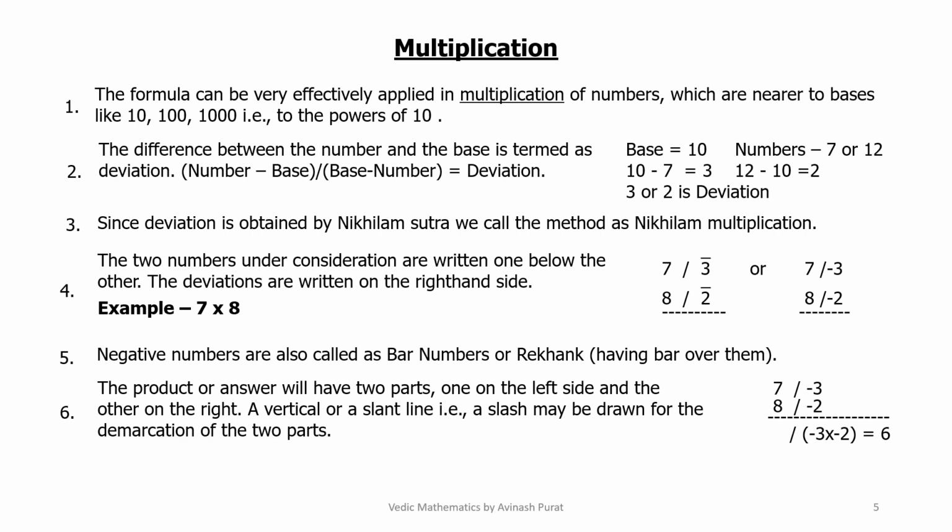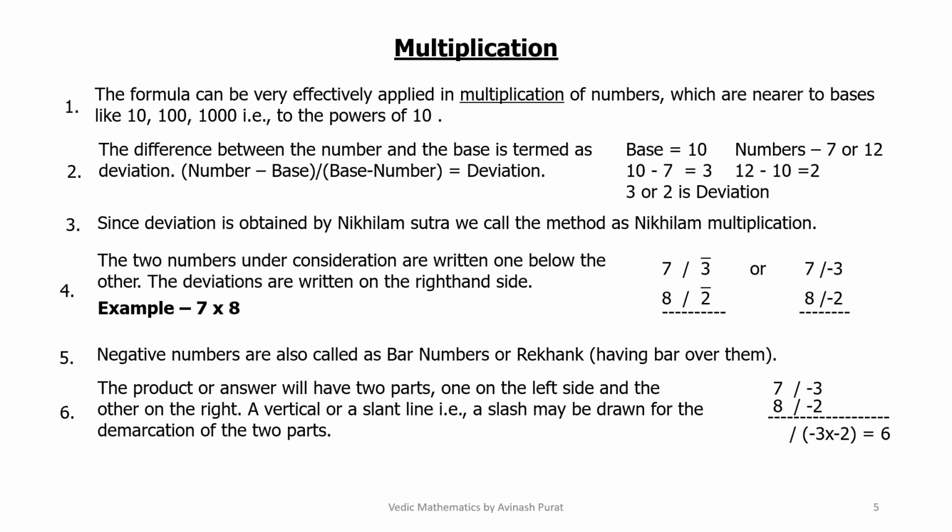Deviations are written on the right hand side. Example: 7 multiplied by 8. So 7 stroke minus 3, or 8 stroke minus 2. Negative numbers are also called bar numbers or rekhank, having a bar over them.